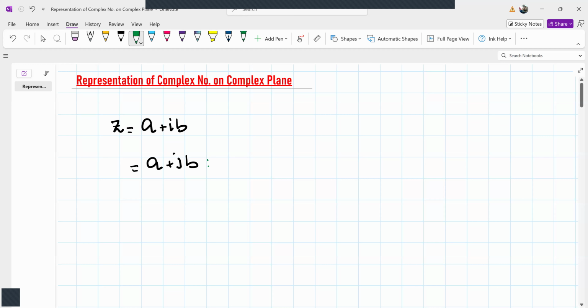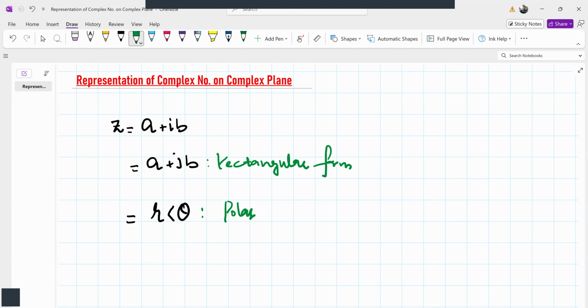So this is called the rectangular representation, the rectangular form of a complex number. Similarly, we can represent this complex number as r at an angle of theta, and this is referred to as the polar form of a complex number.